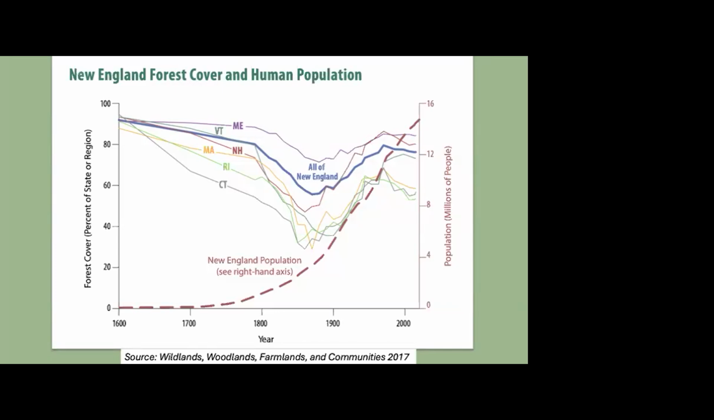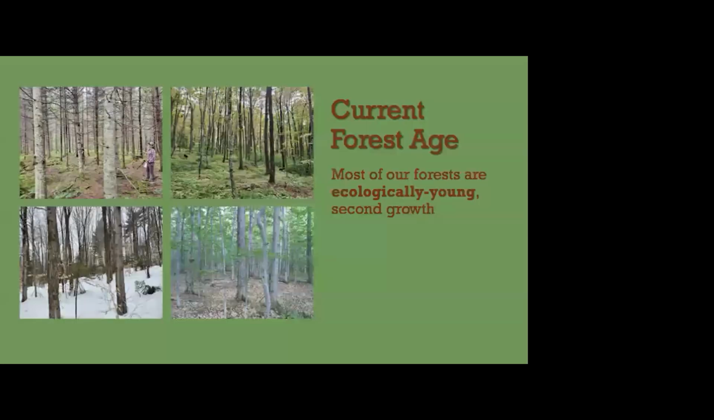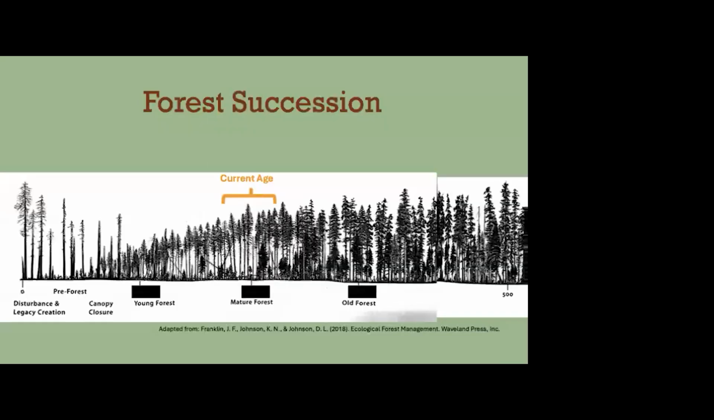And Vermont and New England are reforesting now, but the forests are quite young. So this is the reforestation of the landscape. And the current forests that we have today are mostly ecologically young, what we call second growth forests. Some people refer to them as teenage forests, so forests that are really in the first third of their life cycle or so. And this is another way of looking at it here.